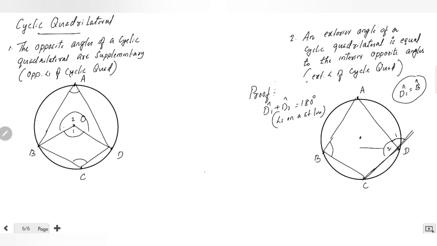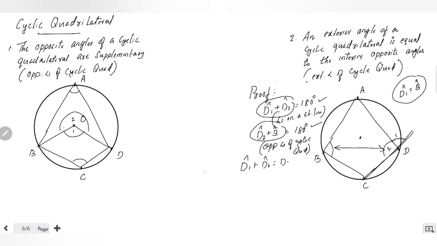Then what about D2 and B? D2 and B also sum to 180 degrees, because it's a cyclic quad, isn't it? That is D2 plus B is equal to 180 degrees. The reason is opposite angles of a cyclic quad are supplementary. Since both of them are 180 degrees, this side is equal to this side, that is D1 plus D2 is equal to D2 plus B. Do you agree with that? Because you can see that both equations are giving the same answer, 180 degrees.